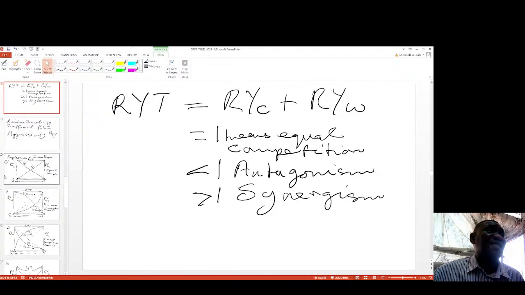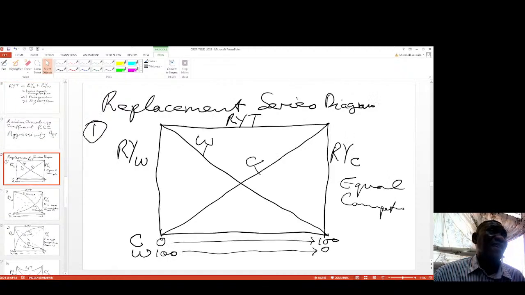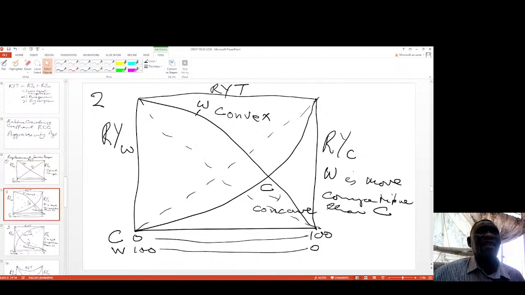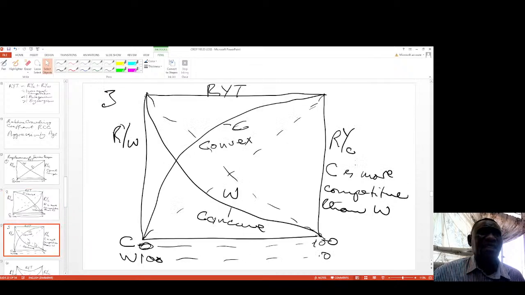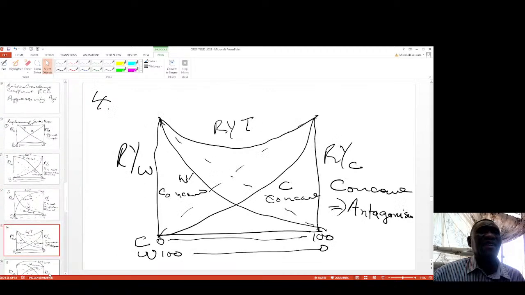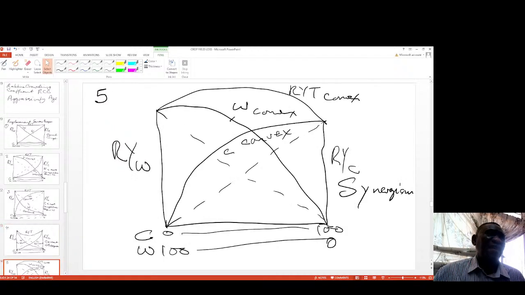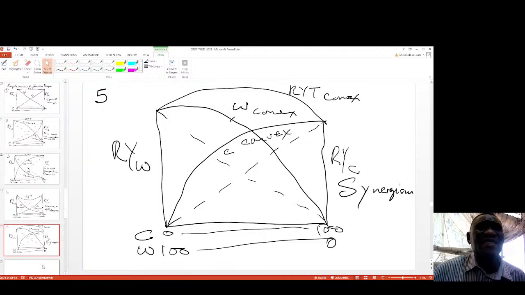So please remember these 5 outcomes: equal competition. Here we have the weed being more competitive, the crop being more competitive. Both the crop and the weed are suffering in antagonism, and in synergism they are both benefiting from the association.